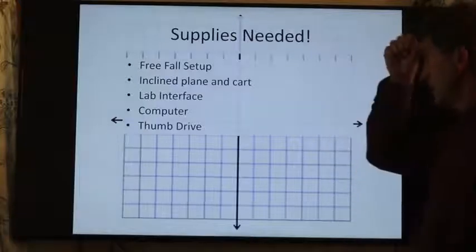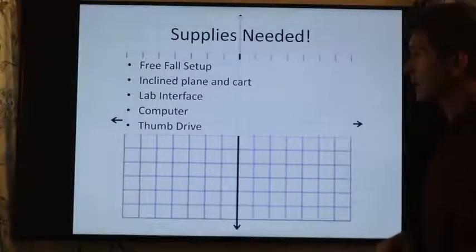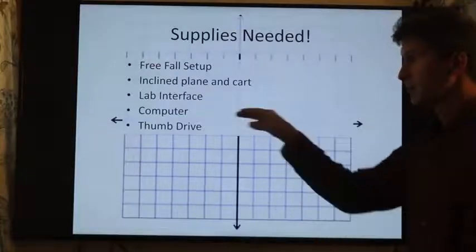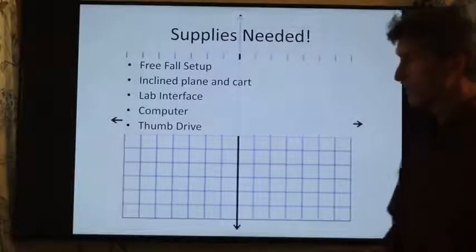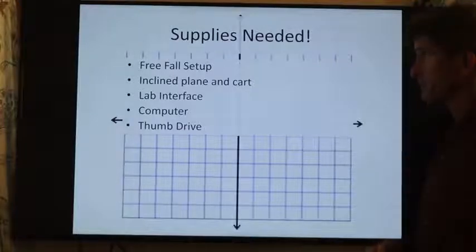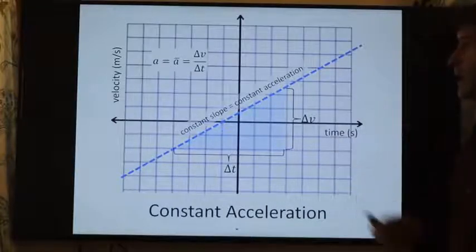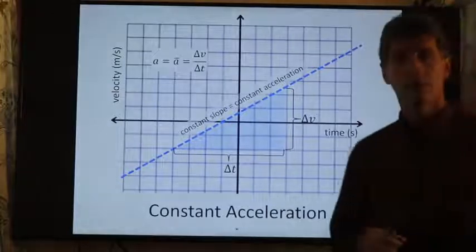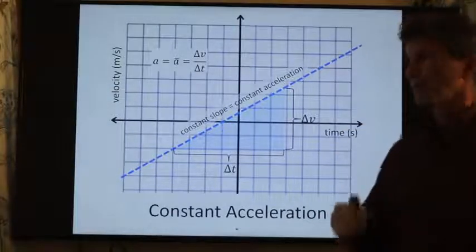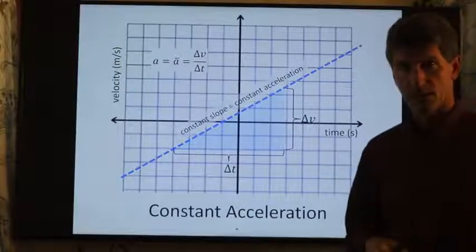Supplies needed. We provide the free fall setup, the inclined plane and cart, the lab interface, the computer. You might also want to bring a thumb drive so that you can save your graphs as they're generated on the computer. Now, the whole idea of this experiment is to study acceleration, but again, when acceleration is constant.